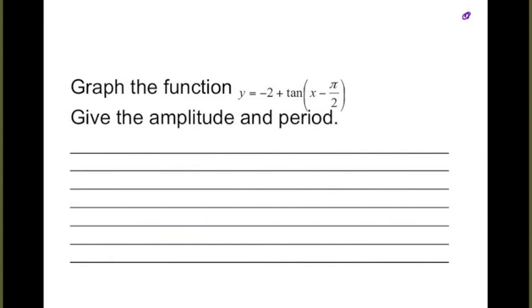Okay, for this one, what's the amplitude? 1. It's what's multiplied in front of the trig function. There's nothing multiplied in front of the word tangent. The period is pi divided by 1 because there's nothing multiplied by the x. So that means our asymptotes are going to be at 1/2 of pi.